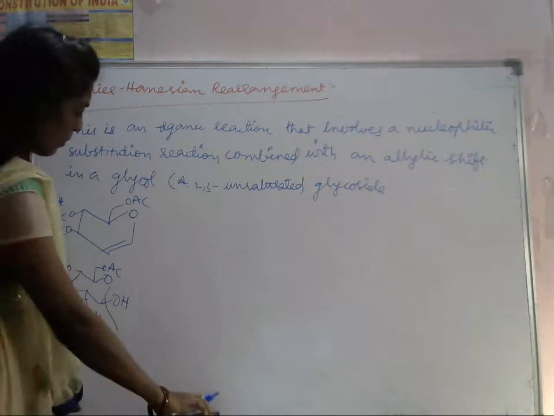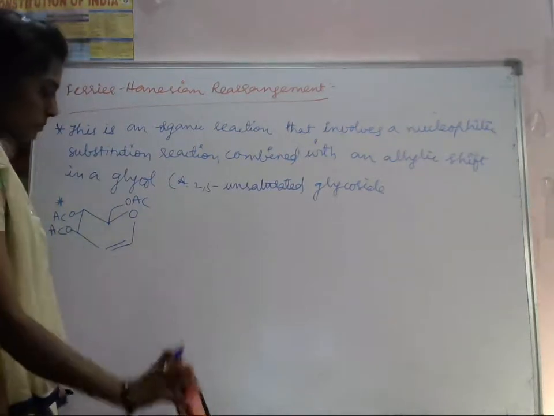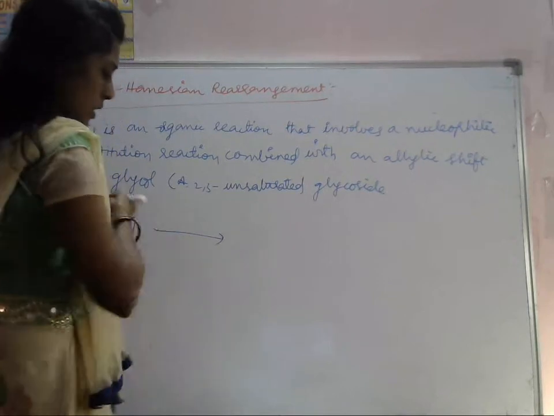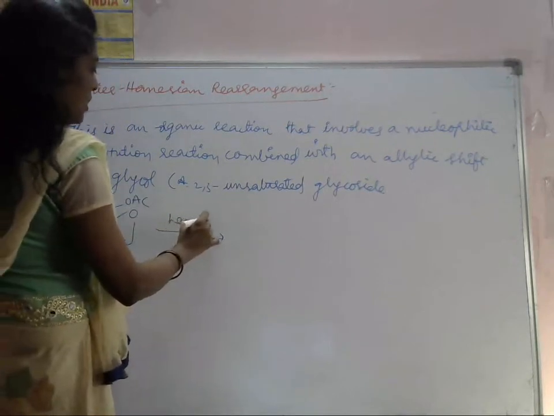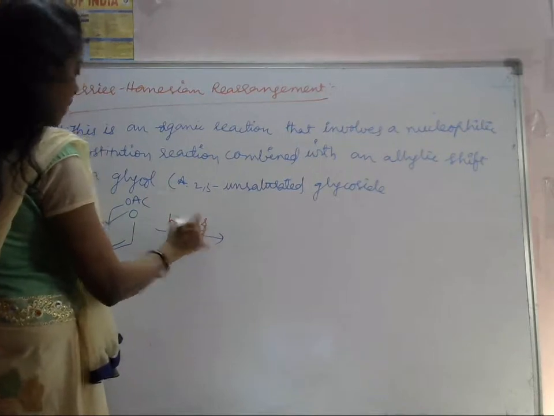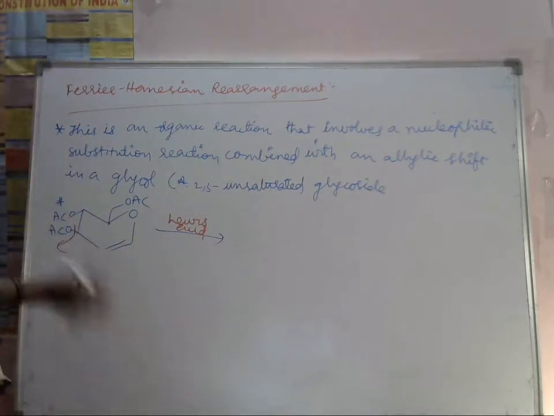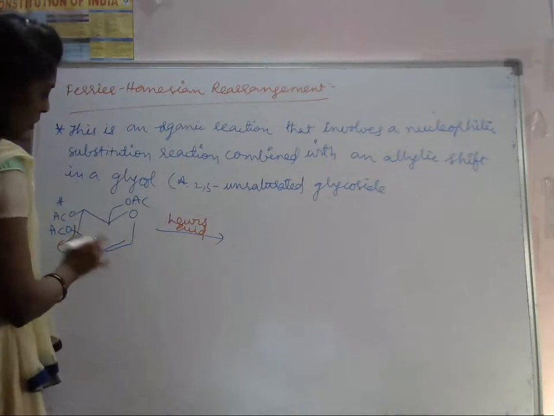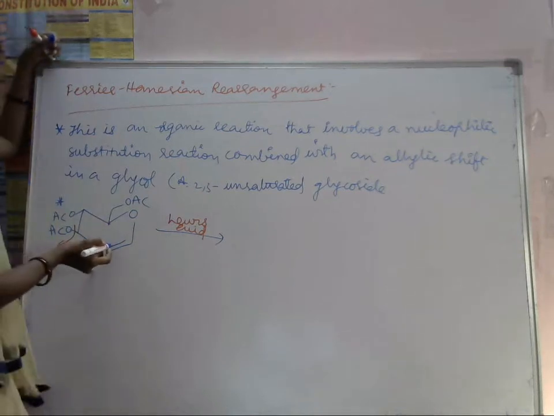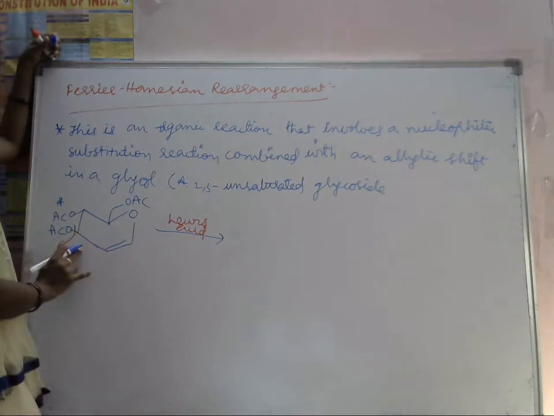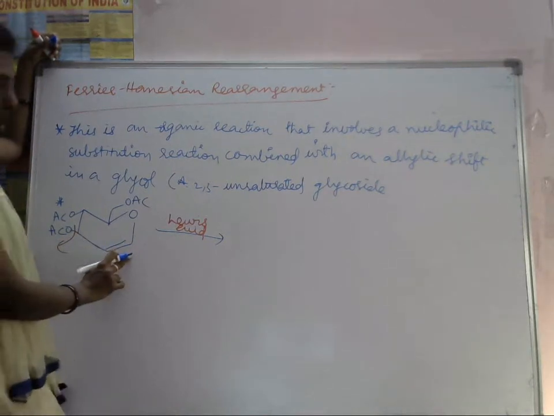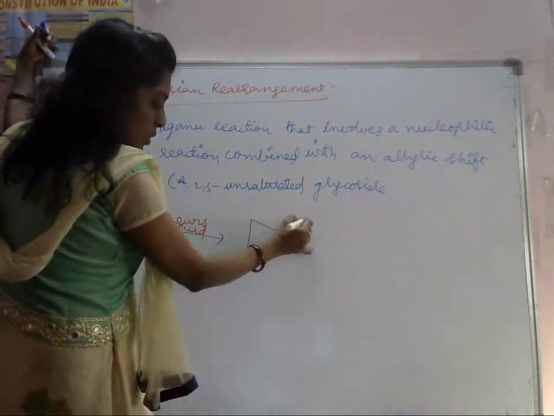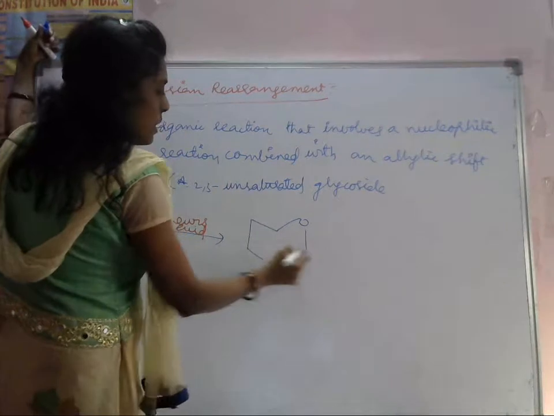Okay, we have to write it in this form. If it reacts with a Lewis acid, so what will happen? This group will be removed. If it is removed, this double bond will be shifted to this one, so thereby it forms a positive charge.